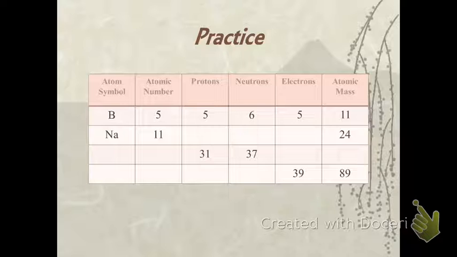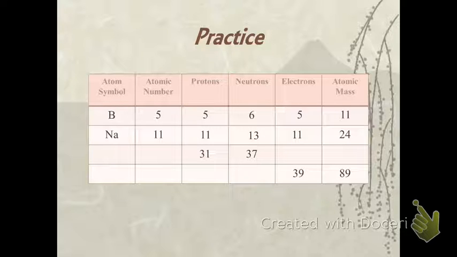On the next line down, we have sodium. And sodium evidently has an atomic number of 11 because it tells us that. Well, the atomic number is 11, then the protons are also 11. The neutrons, we have to subtract for neutrons. So we need to know the atomic mass. They tell us the atomic mass is 24. So 24 minus 11 is 13. Next we have the electrons. Well, electrons are equal to protons for the stuff we're doing now, so that's going to be 11.